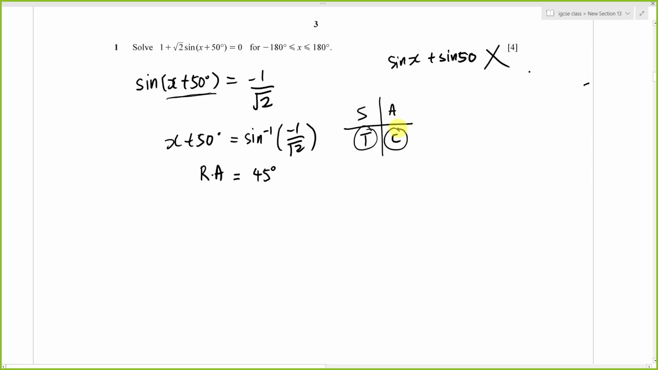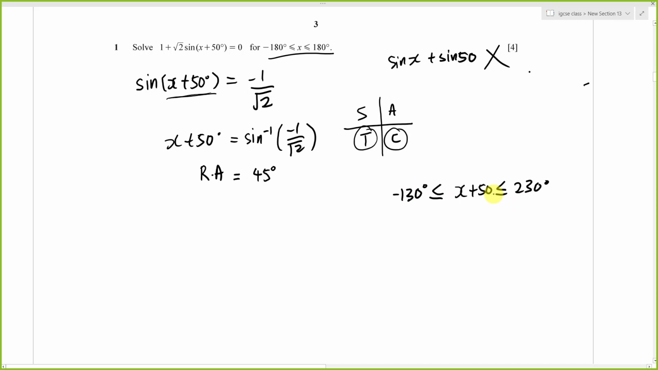But this angle is not x, right? This is x plus 50. So we need to find our new range also. What I will do here is form the new range by adding 50 to all of it. So 180 plus 50 is 230, and negative 180 plus 50 is negative 130. So this will be my new range.